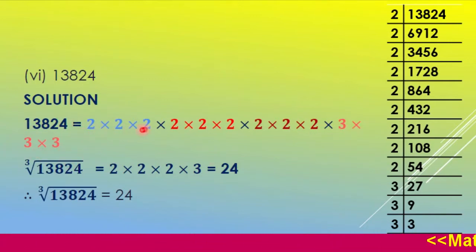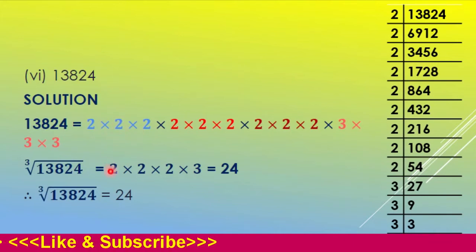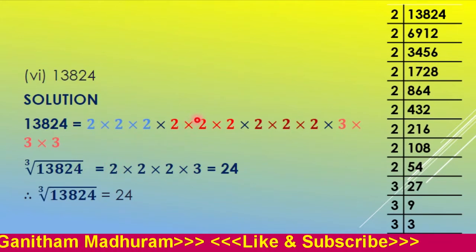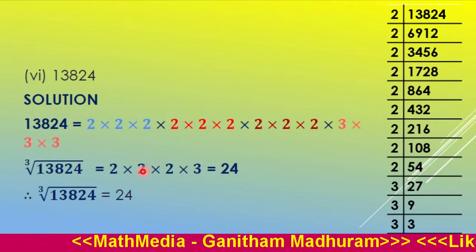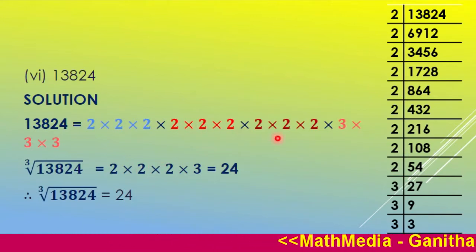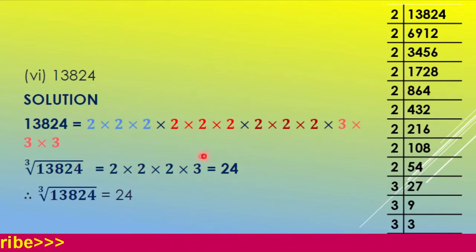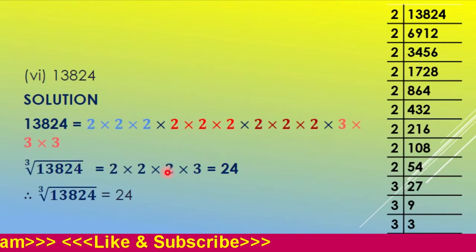And from the first group of 3, we can take one number, that is 2. From the second group of 3, we can take another number, that is again 2. And from the third group of 3, we are getting the number 2 only.